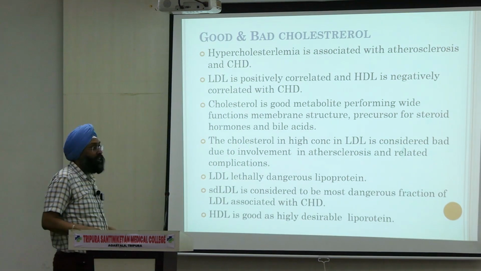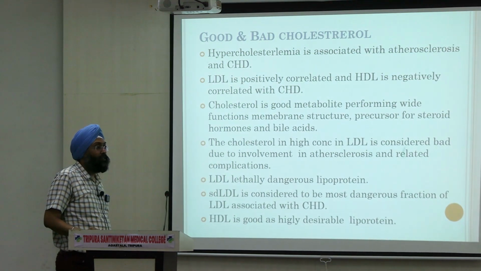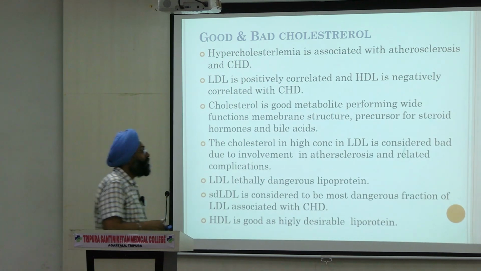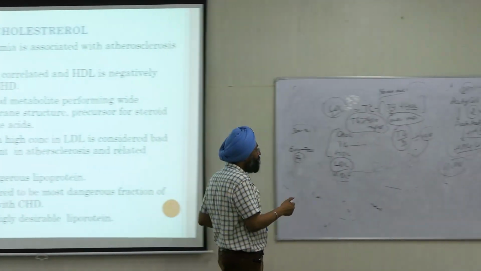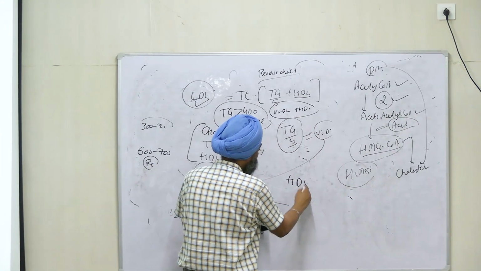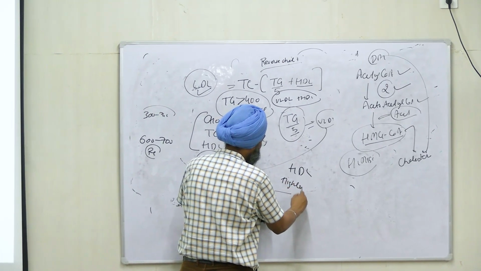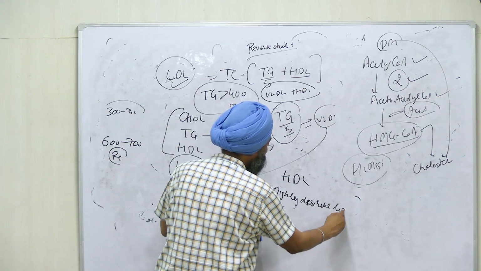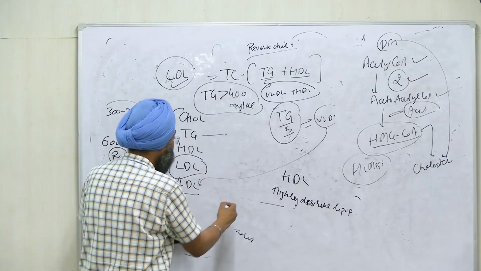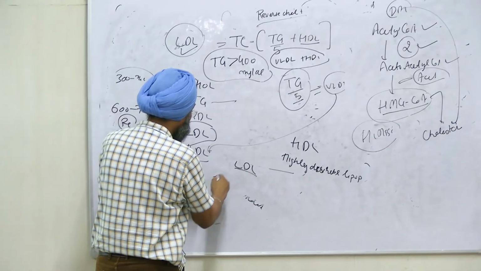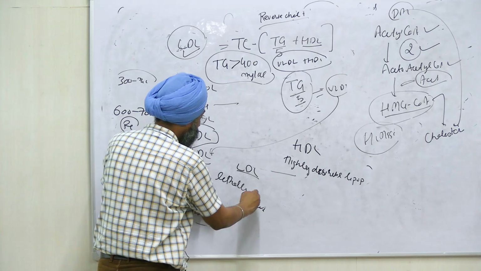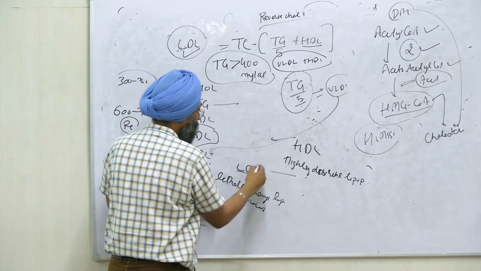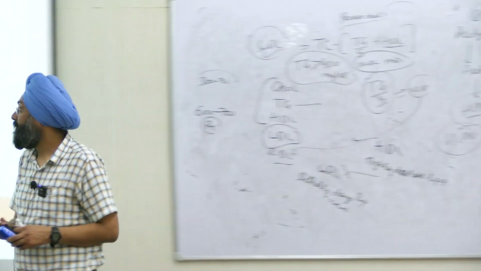Now, good and bad. What is good? HDL. Bad is LDL. How will you remember HDL as good? HDL is highly desirable lipoprotein, right? And LDL is lethally dangerous lipoprotein. It is good and it is bad, right?